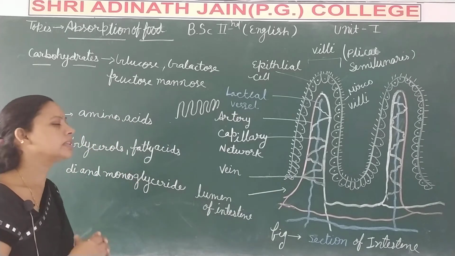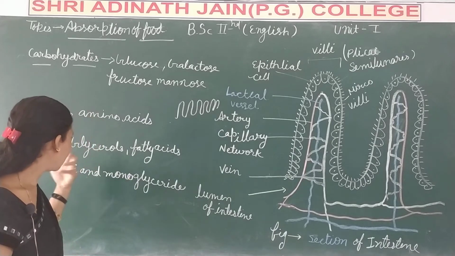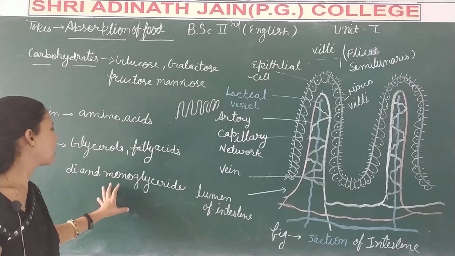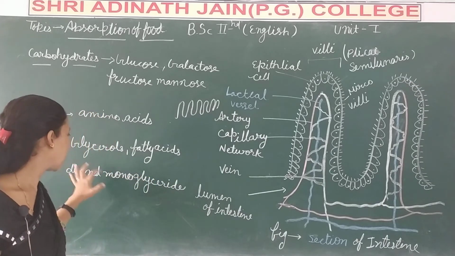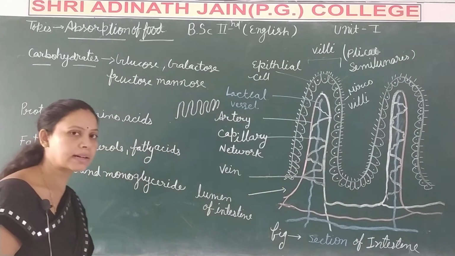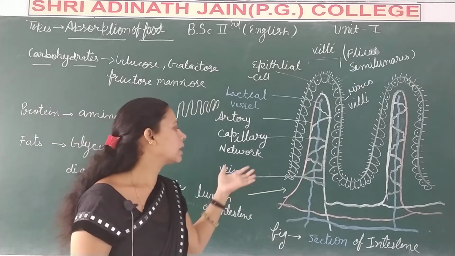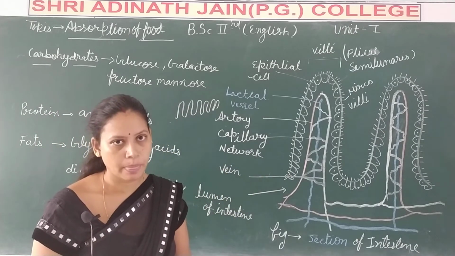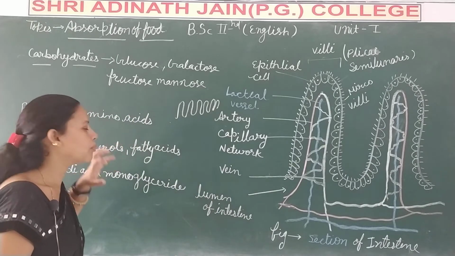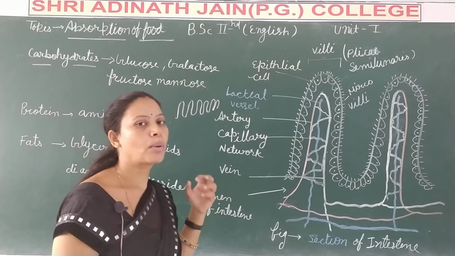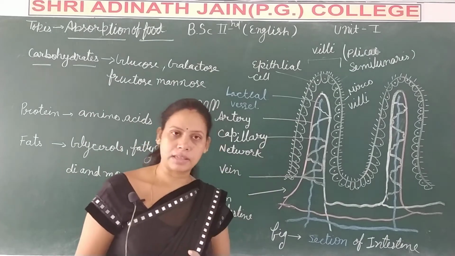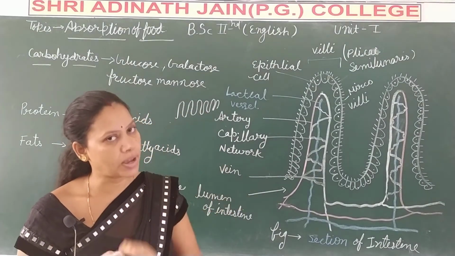Fats also break down largely into glycerol, fatty acids, diglycerides and monoglycerides. So all of these end products are absorbed by the intestine area. The carbohydrate and protein molecules are absorbed through the blood. It means they can be absorbed directly into the blood vessels.